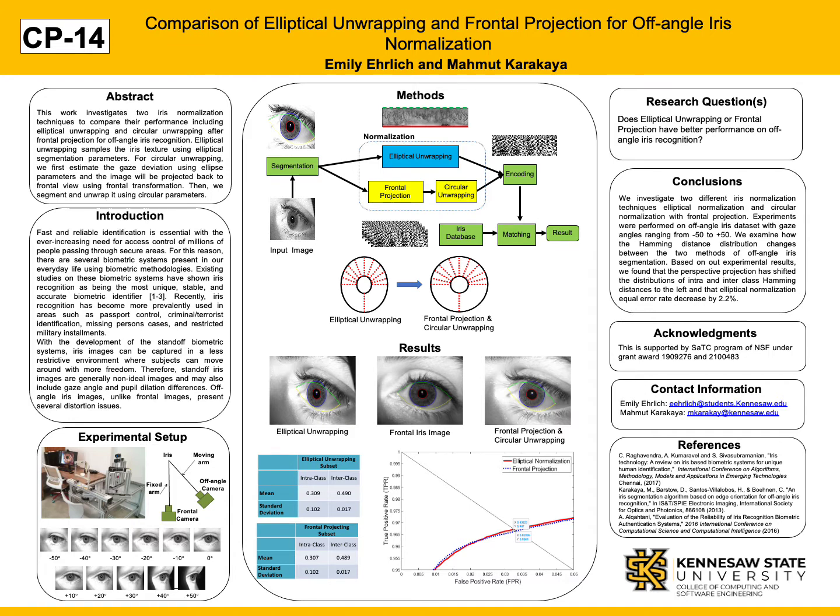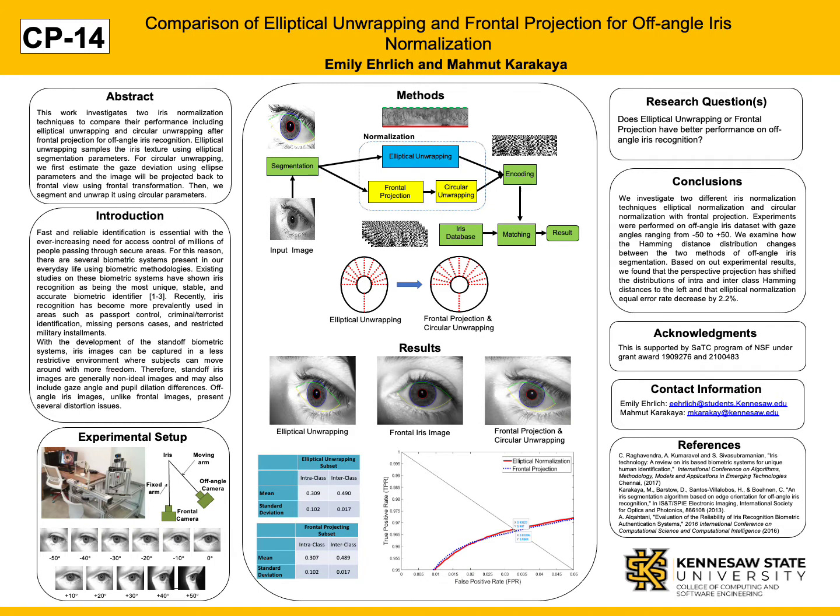The key difference between the two approaches is the extra step taken in frontal projection. Before the image is normalized, it is first projected back to the frontal view using the ellipse parameters, resulting in a circular iris image, which is then normalized.